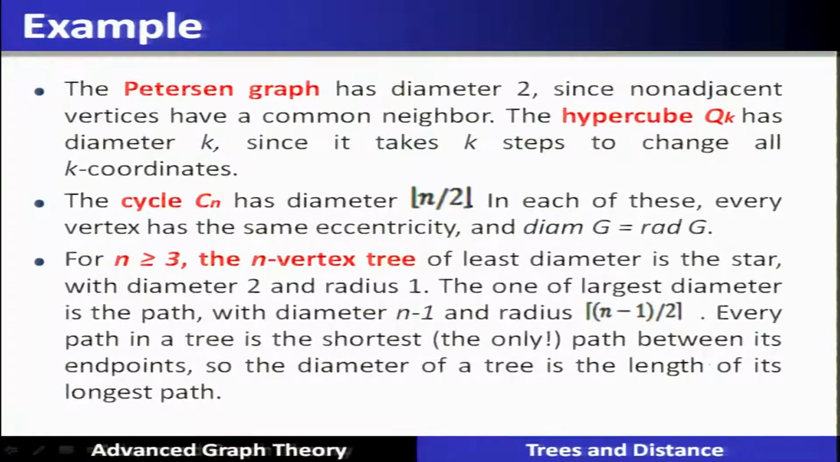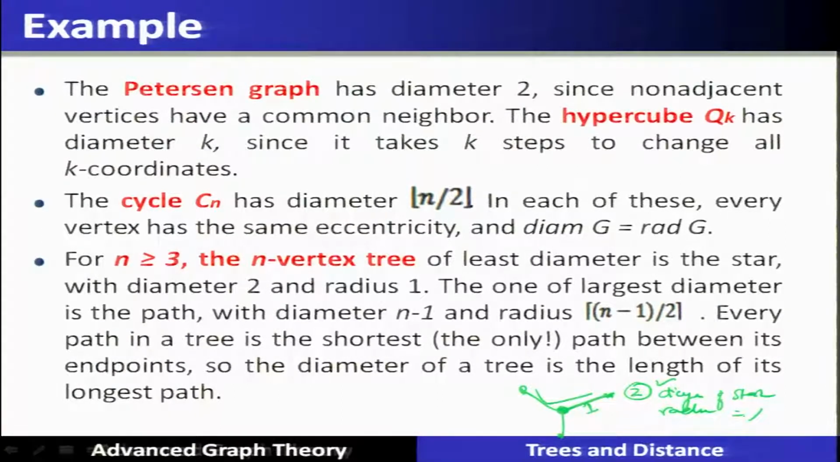So you can see this is the star. Between any two vertices, the maximum distance is 2, so the diameter of a star is 2. Now, as far as the radius is concerned, for this particular central vertex the distance to every other vertex is 1, so the minimum eccentricity is 1. The radius will become 1 in this case.